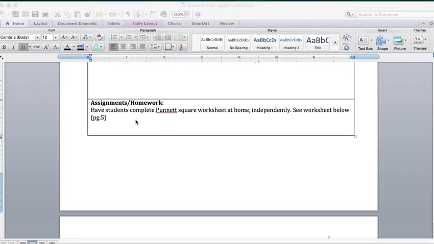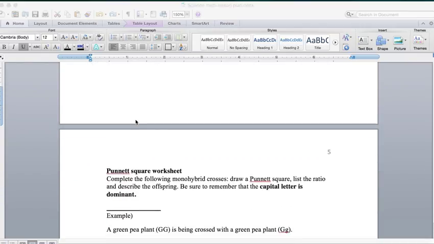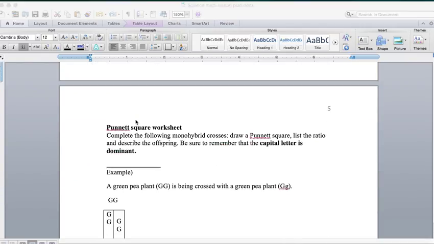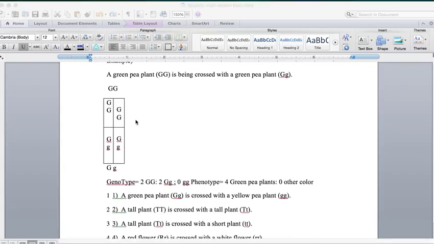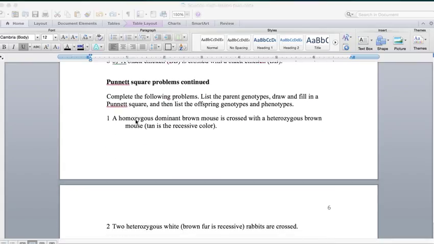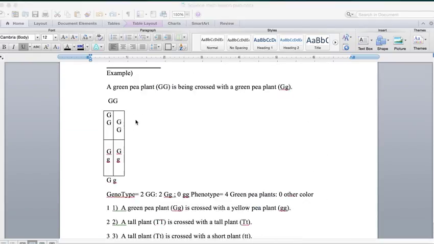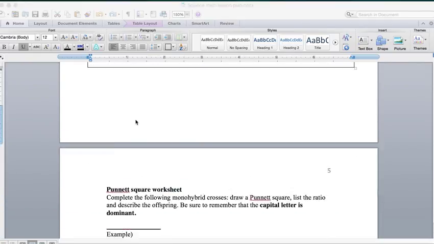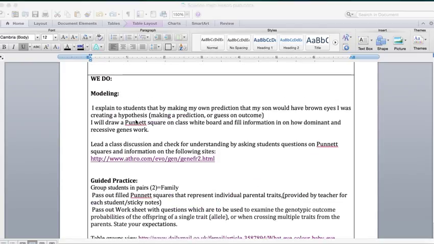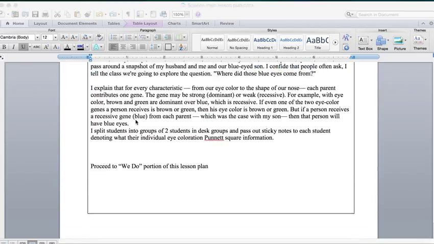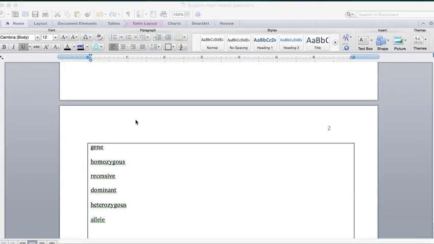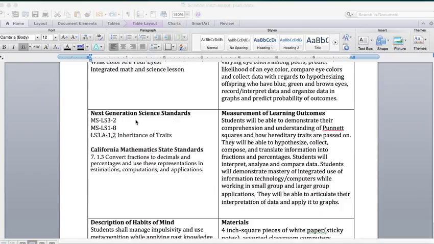After that, their last assignment would be for their homework, and they're going to do this Punnett square worksheet at home. And that's it. You can check for understandability through this worksheet, as well as the first worksheet and the information and questions that were posed in that second worksheet.